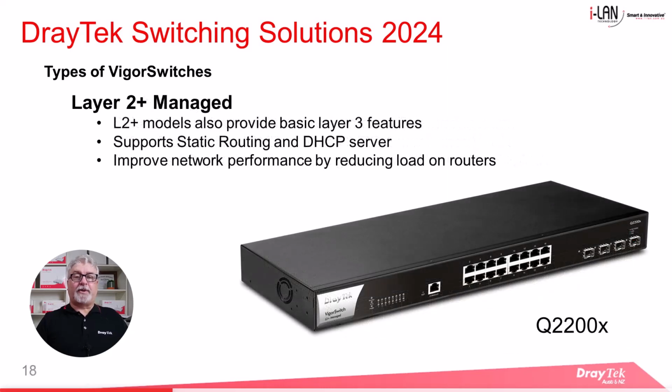Layer 2 Plus includes all of the Layer 2 management features plus some basic Layer 3 features such as static routing and a DHCP server. These help improve network performance by taking some of the load off the routers.